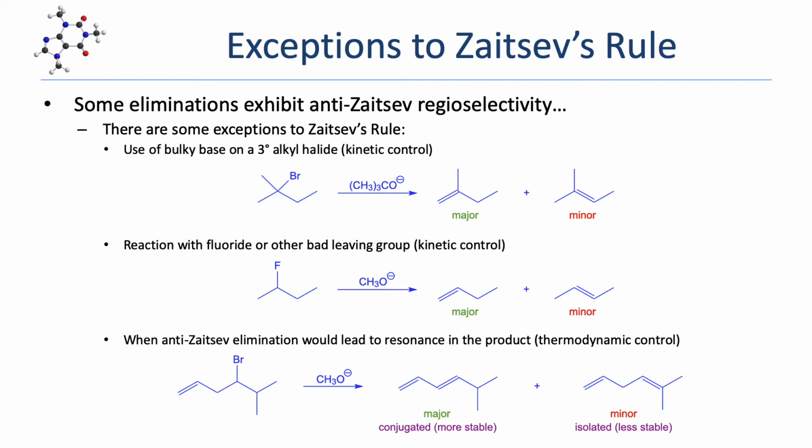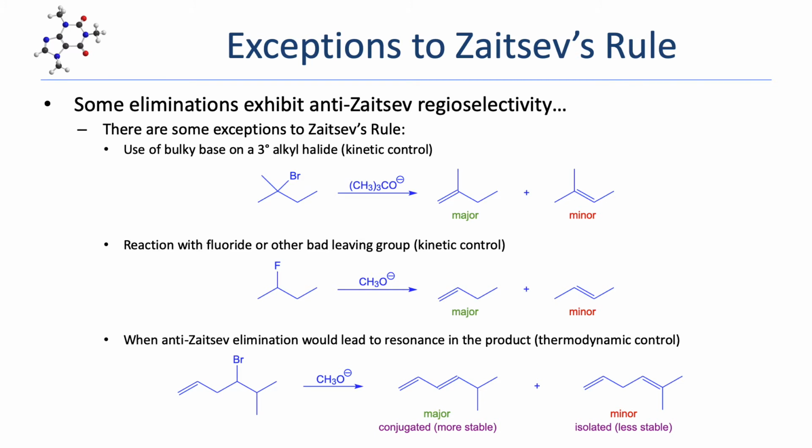In this case, there's also a statistical influence. There are 6 identical beta hydrogens on those 2 methyl groups to the left, but only 2 beta hydrogens on the secondary carbon on the right. So all other things being equal, the base is simply 3 times more likely to bump into one of the hydrogens on the left than one of the hydrogens on the right.